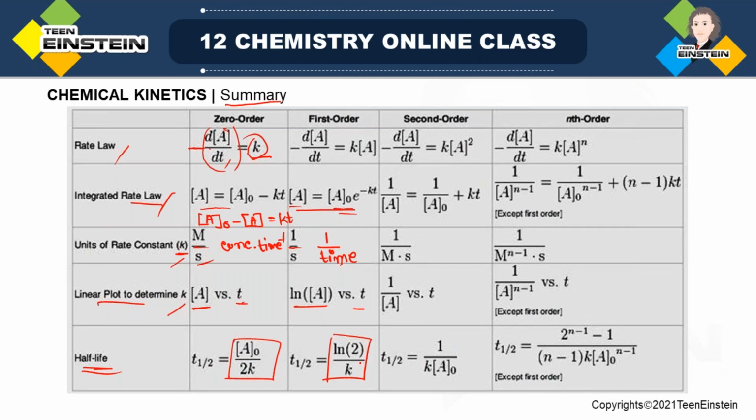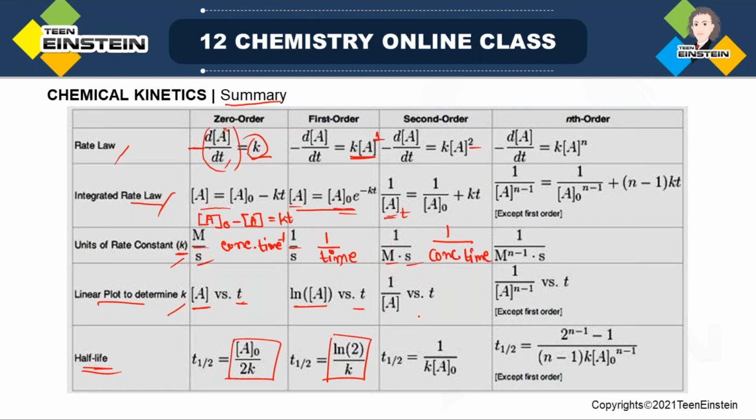Next we have second order and nth order. So for second order, here we have seen for first order it is 1, now it will be 2. And the integrated rate law, now it is 1 by concentration of A at time t, you can also write it here as At, then 1 by A naught plus kt, and here unit for rate constant will be 1 by molarity and second, that means it is 1 by concentration into time.